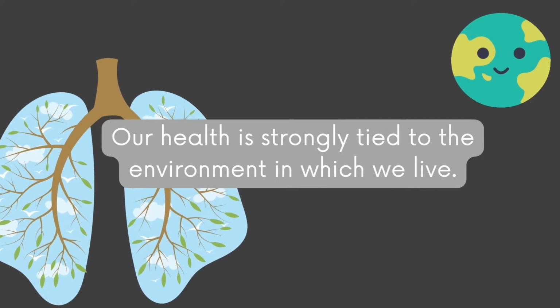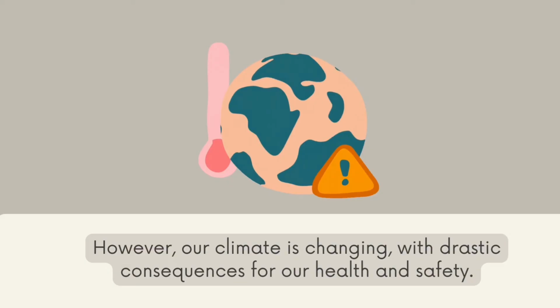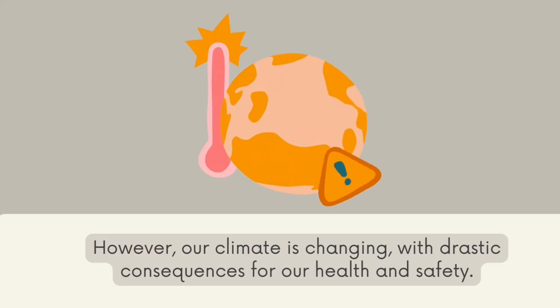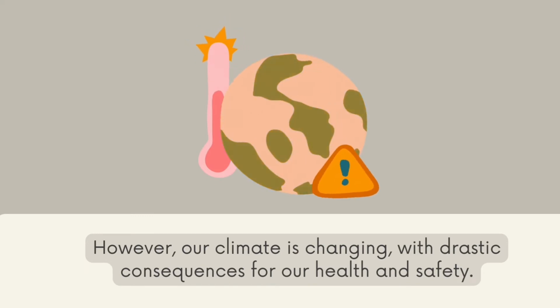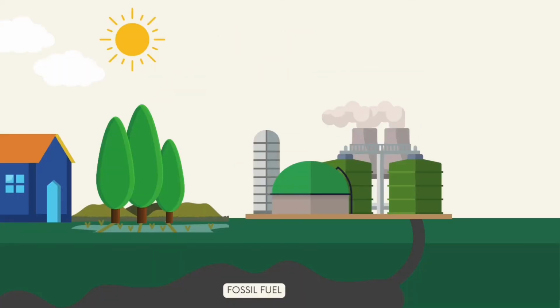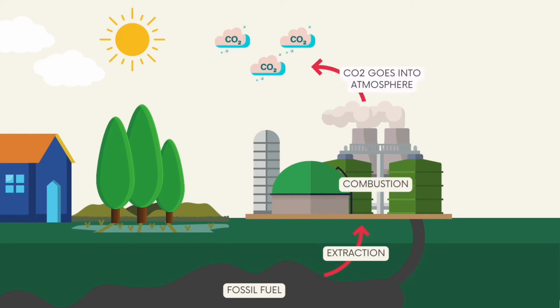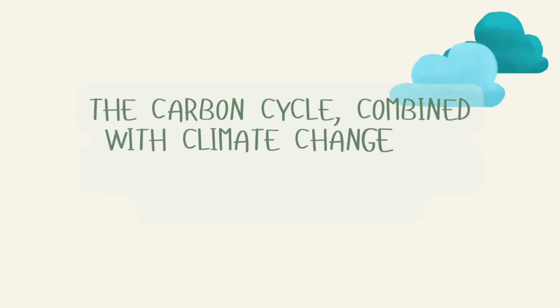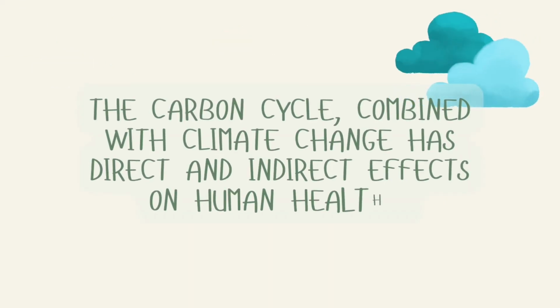Our health is strongly tied to the environment in which we live. However, our climate is changing with drastic consequences for our health and safety. Anthropogenic activities move more carbon into the atmosphere. When we clear forests and burn fossil fuels, we release carbon dioxide. CO2 accumulates in the atmosphere, causing the Earth's temperature to rise. The carbon cycle, combined with climate change, has direct and indirect effects on human health.